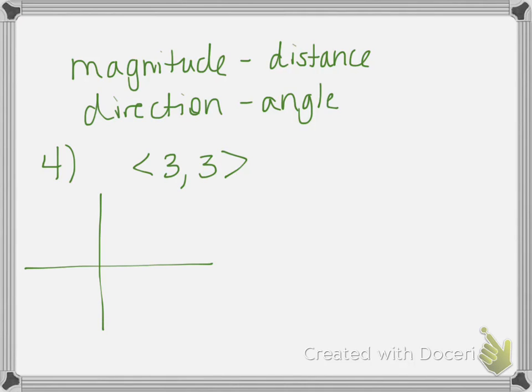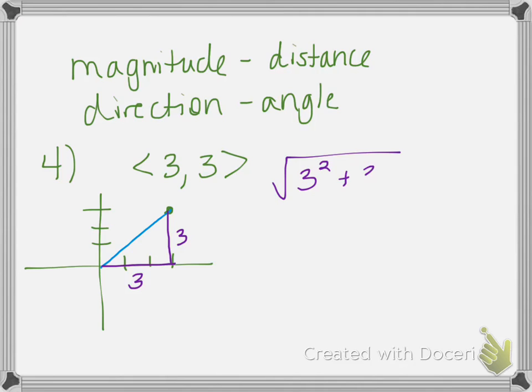So first thing I'm going to do is I'm going to graph it. The vector starts from 0, 0 and goes to 3, 3. The distance I'm trying to find is that blue line. The 3, 3 is what makes this triangle, since that's the over part and the up part. So to find the blue part, I just do the Pythagorean theorem. The square root of 3 squared plus 3 squared.